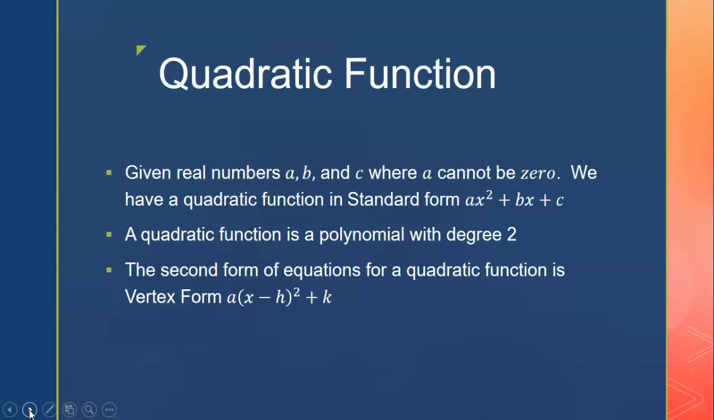We will look at two different forms of the equation. We'll look at standard form and vertex form. Just like when we had lines, we had different forms for lines. We had point slope form. We had slope intercept. So with a quadratic, we have standard and vertex. So again, very similar to lines where we have different forms.